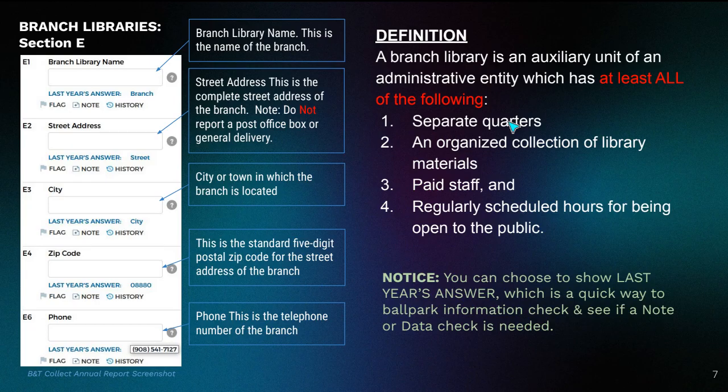It has separate quarters. It has an organized collection of library materials. It has paid staff and regularly scheduled hours for being open to the public. In order for your library branch to be categorized as a branch, it must have all four of these. Okay. I had a question about, I have a bookmobile and it's stationary and we're using it as a branch. If it has wheels, we're keeping it as a bookmobile.